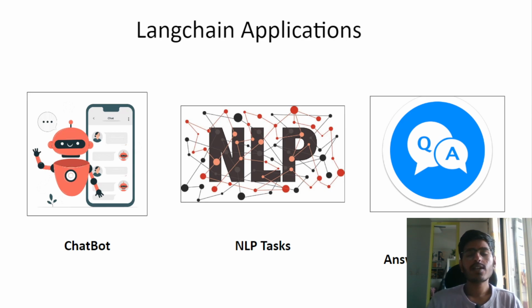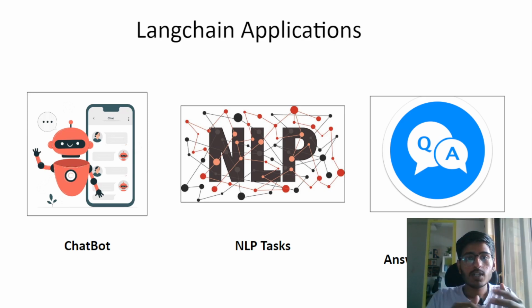Then we have the question and answering system. Nowadays, one of the most famous applications of large language models is question and answering on your document. You can build a system on that. You can make the LLM answer your questions, and you can make an application with the help of LangChain. So this is all about the applications. We'll be looking more at the applications as we go further into the course.